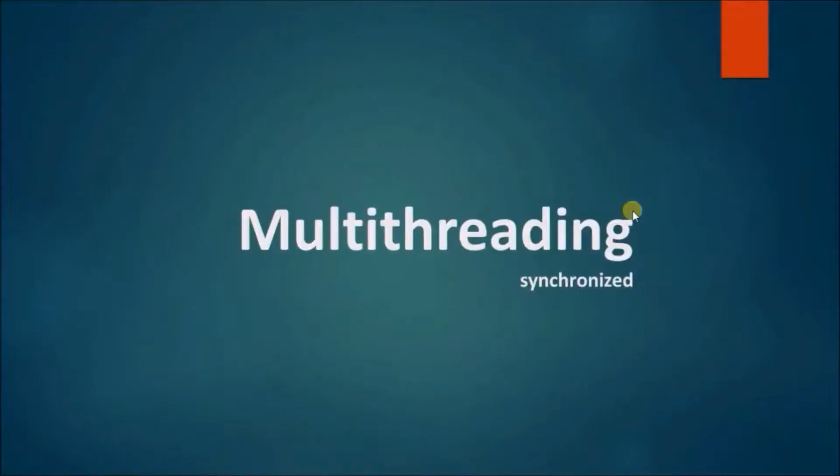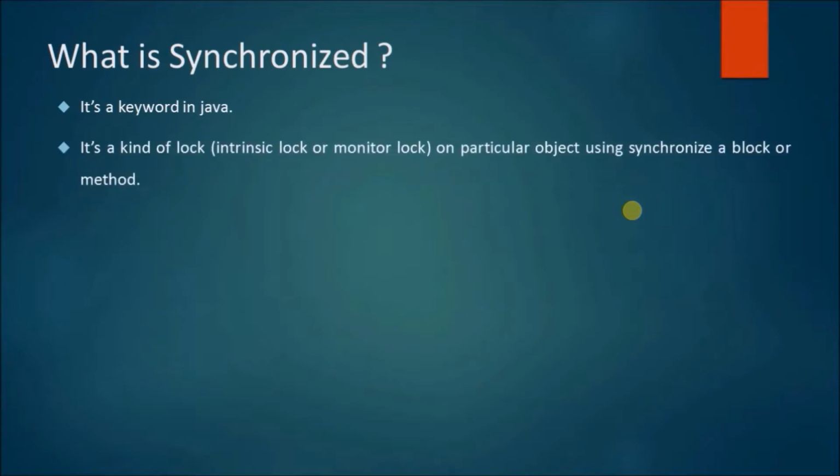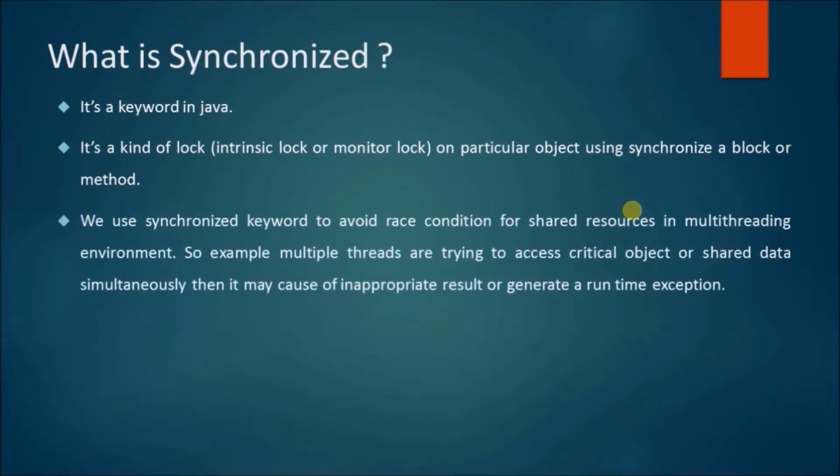In this video, we will see about synchronized. What is synchronized? It's a keyword in Java. It's a kind of lock, intrinsic lock or monitor lock, on a particular object using a synchronized block or method. We use the synchronized keyword to avoid race conditions for shared resources in a multi-threading environment.